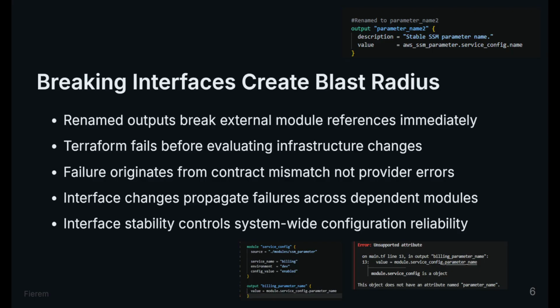On a submarine, a renamed valve label can break response timing during casualty control. The pipe may be unchanged, but the crew depends on the label. Terraform modules behave the same way. The resource may be unchanged, but callers depend on the interface name.